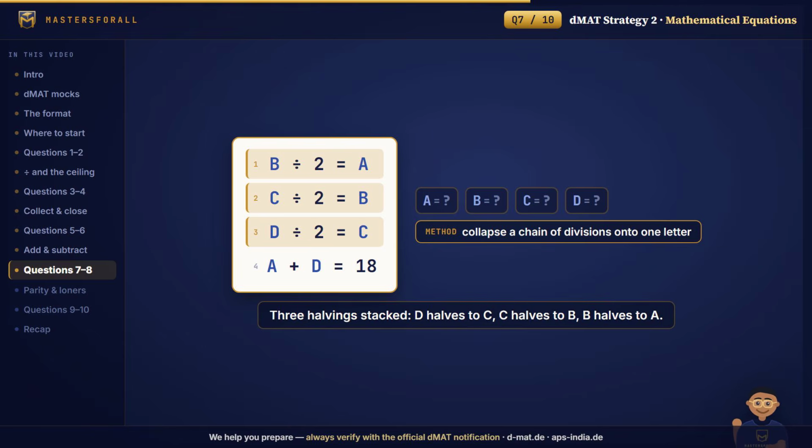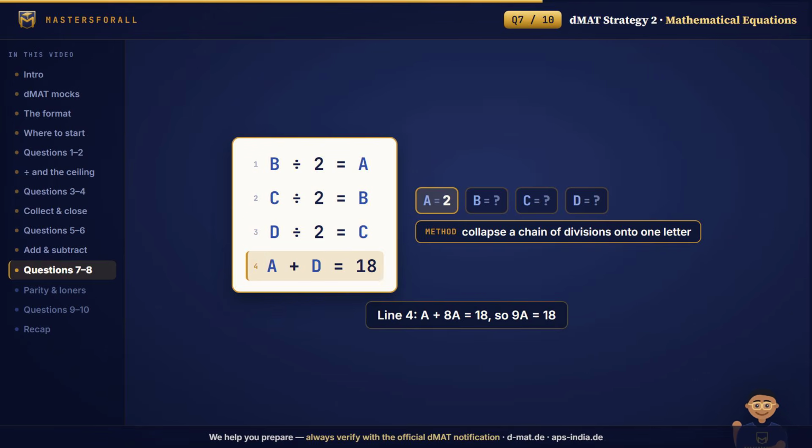Three halvings stacked on top of each other. D halves into C, C halves into B, B halves into A. Run the chain the other way and it all collapses onto A. B is 2 times A, C is 2 times B, which is 4A, and D is 2 times C, which makes D 8A. That last one is the whole question. D is 8 times A.